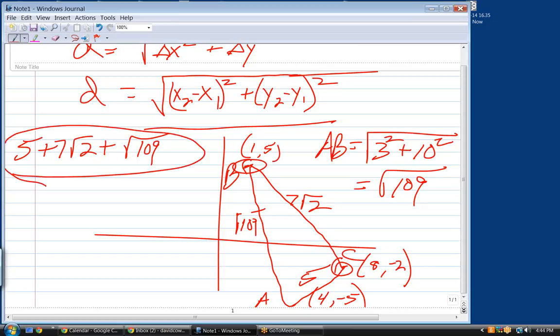That's the precise answer. If they wanted you to turn it into a decimal, you could do that and approximate it and round it off, but they would have to tell you how many decimals they want it rounded off to. But if you want to give an exact answer, this is it. Okay.